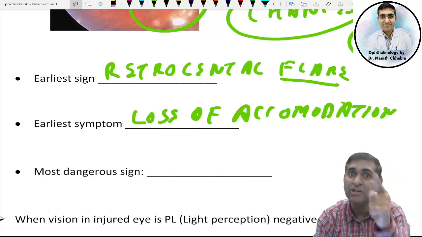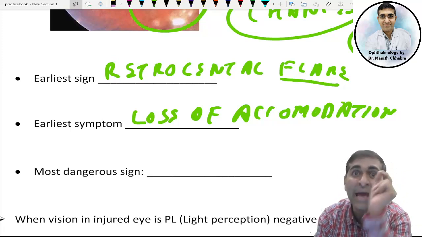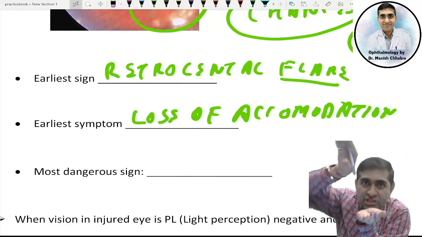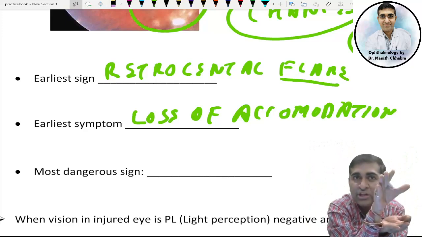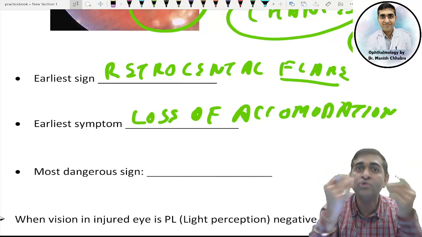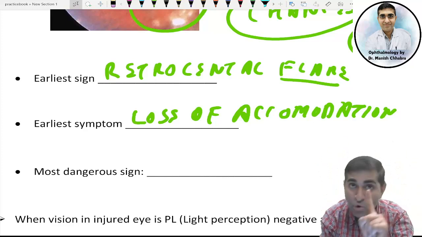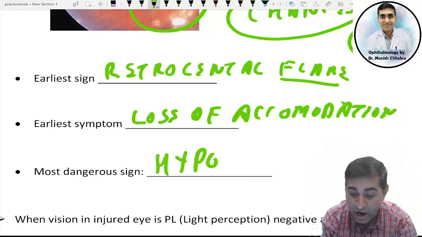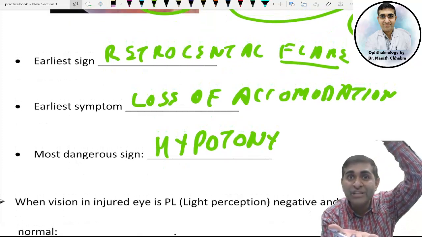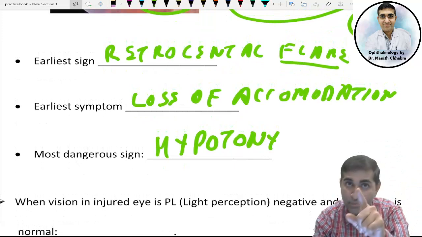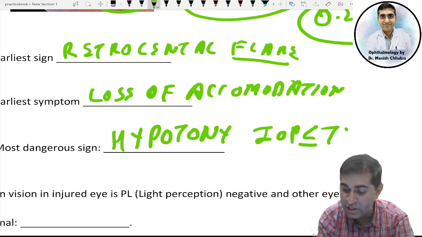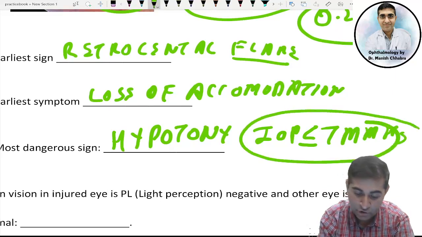Which cells of pars plicata? Your previous year question. Non-pigmented epithelial cells of pars plicata lead to formation of aqueous humor, which is released in the posterior chamber. Through the pupil it will come into the anterior chamber. Through the trabecular meshwork it will go into the canal of Schlemm, then the episcleral venous plexus, then it will go into the cavernous sinus. So the most dangerous sign is hypotony because of damage to the ciliary body. Now there is complete shutdown of the formation of aqueous humor, boys and girls. Mind you, hypotony is when the IOP is less than or equal to 7 millimeter of mercury.